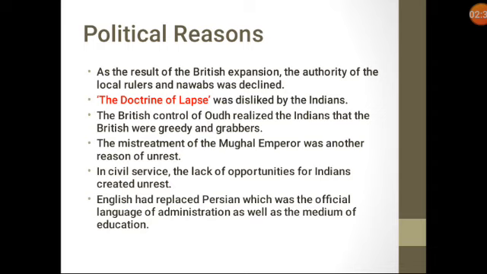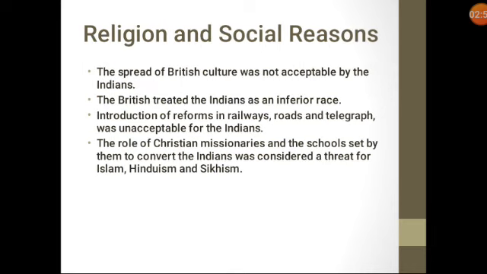In civil service, the lack of opportunities for Indians created a lot of unrest and a feeling of discrimination among them. English had replaced Persian. Persian was the official language of administration as well as the medium of education. So it proved another reason.